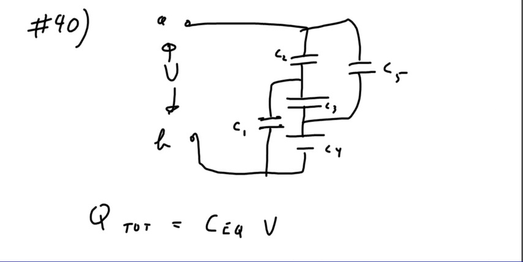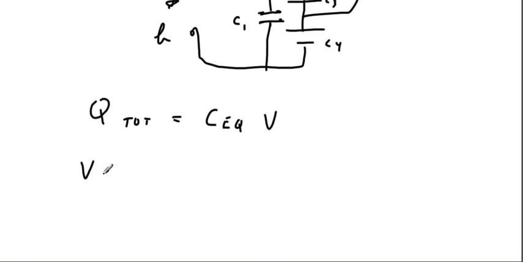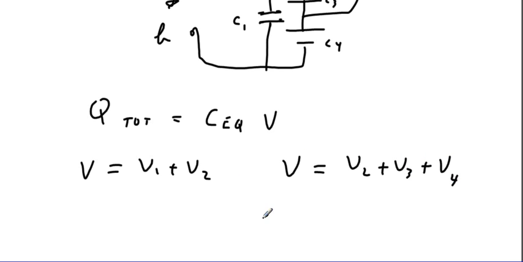Okay, so we know that the V that's across this has to be V1 plus V2. The V across it has to be V2 plus V3 plus V4. The V across it has to be V4 plus V5. So that looks pretty good. We have all of 3 equations and 5 unknowns so far. Isn't that wonderful? All right.